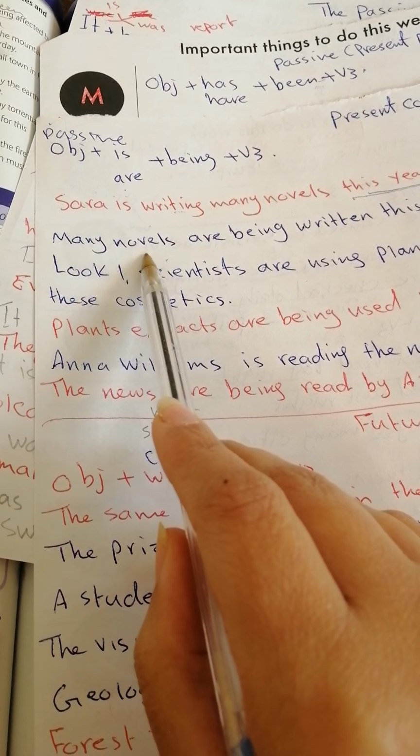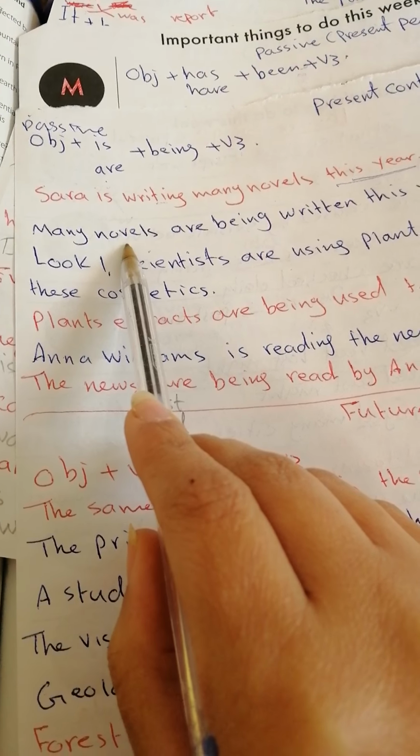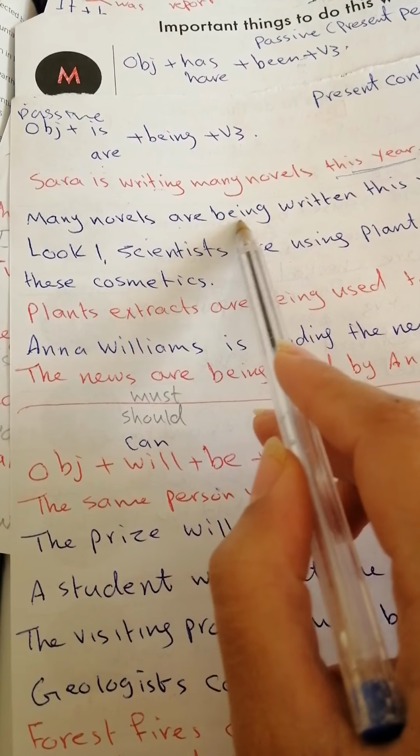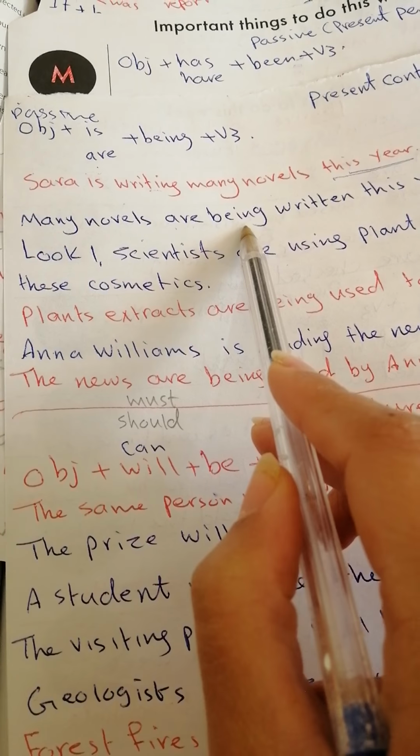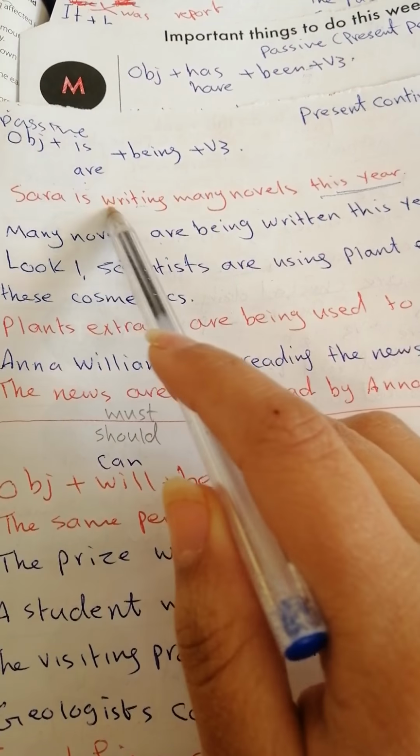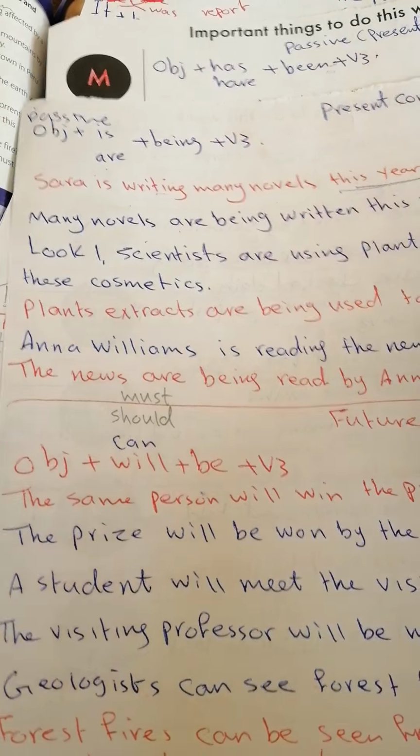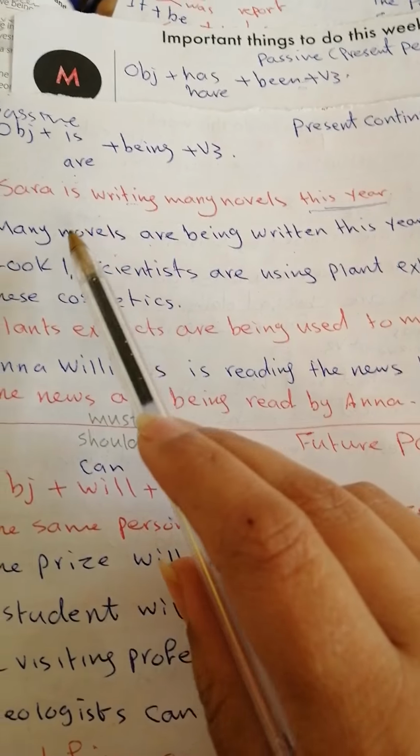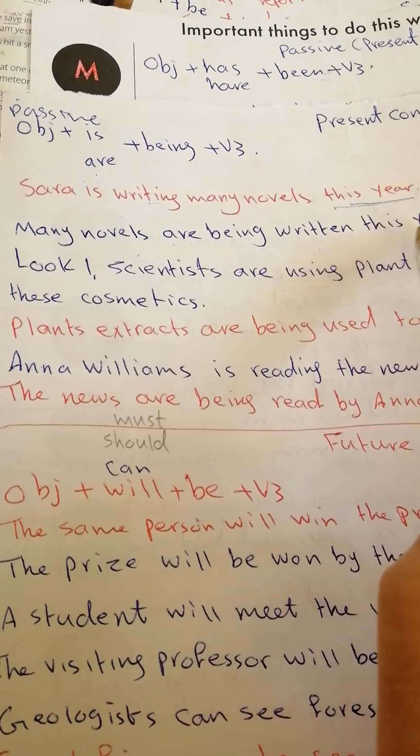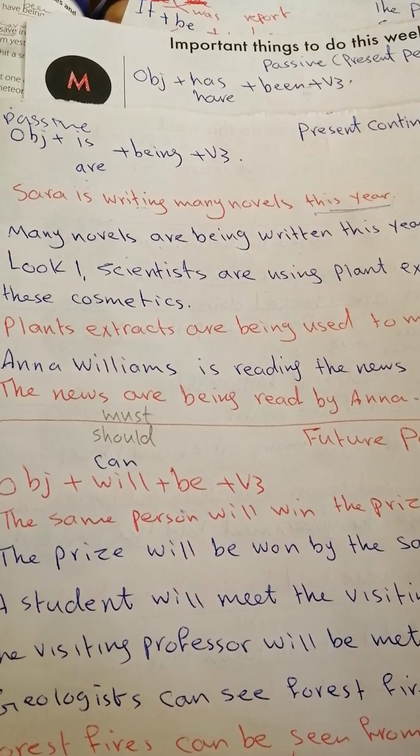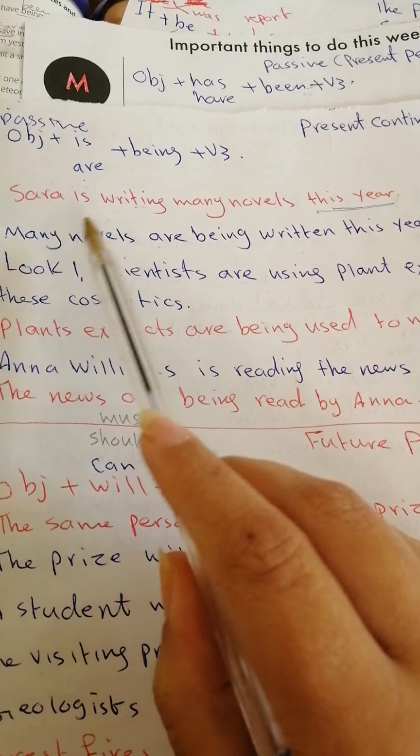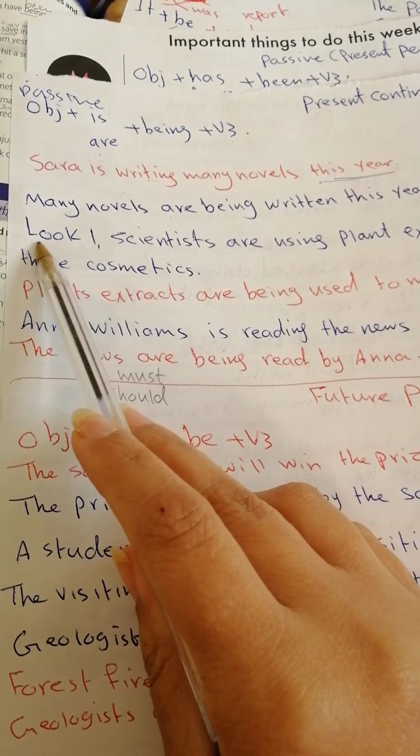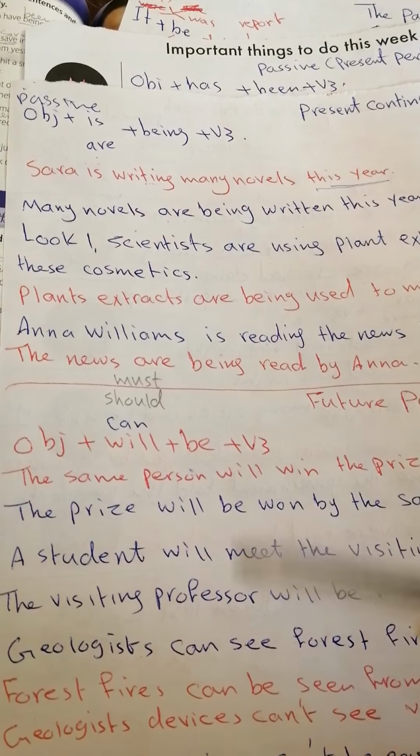You focus on the object. Many novels. Okay? It's a plural noun, so we use are. Many novels are. Don't forget to add being. Many novels are being, and then you add verb 3 from the main verb which is in the active sentence, are being written this year. Many novels are being written this year. By whom? By Sarah. So, many novels are being written this year by Sarah. Look, as I said, look and listen, we use them with present continuous.